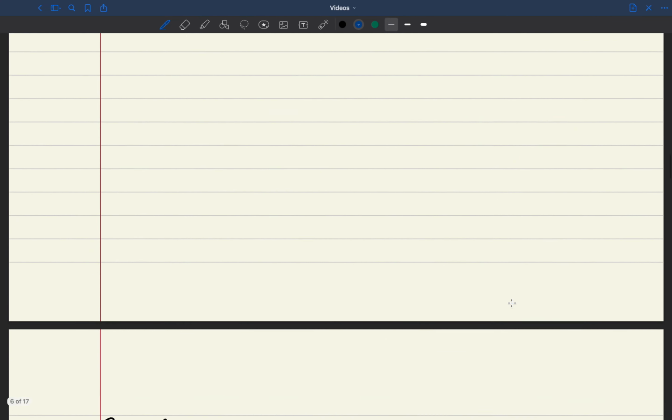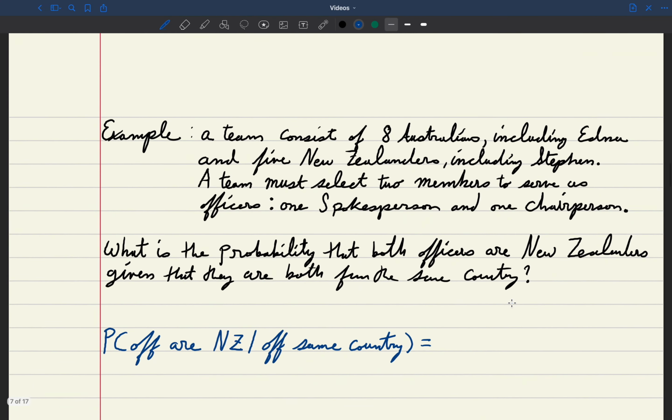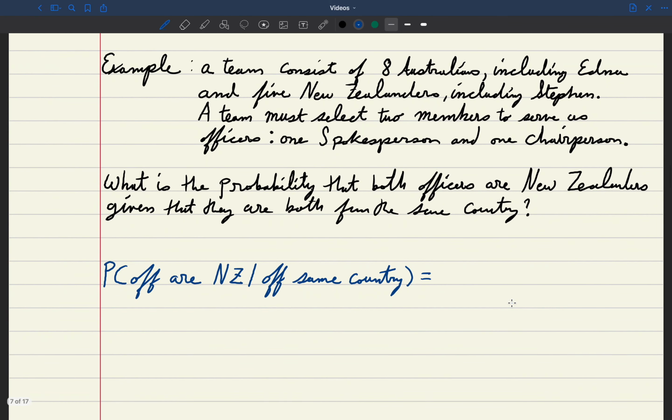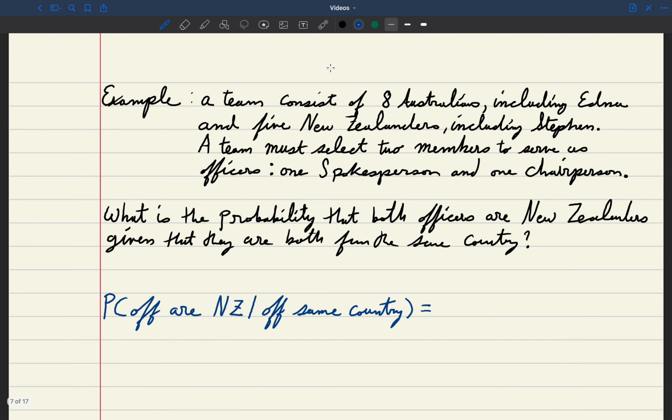All right, I think I have one more example of this type of problem. Same setup: we have 8 Australians, including Edna, 5 New Zealanders, including Stephen. We're still picking 1 spokesperson, and we're still picking 1 chairperson. But what is the probability that both officers are New Zealanders, given that they're both from the same country?